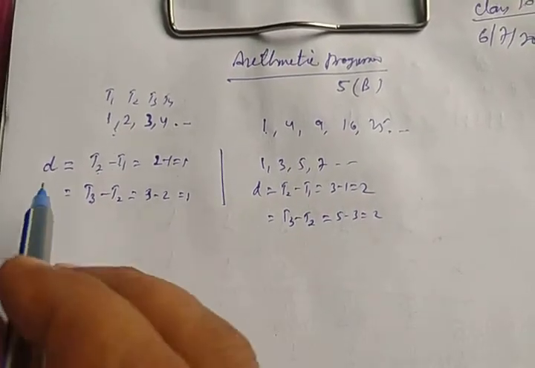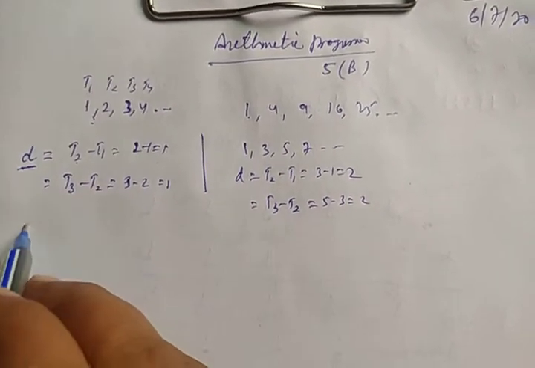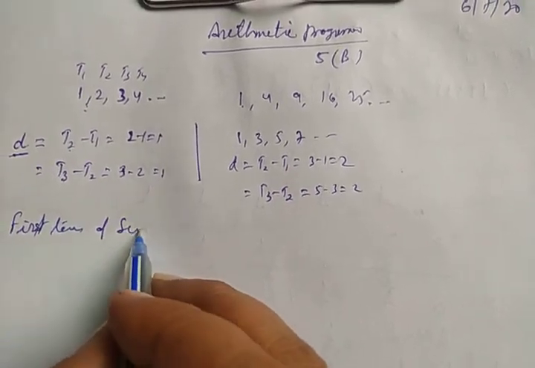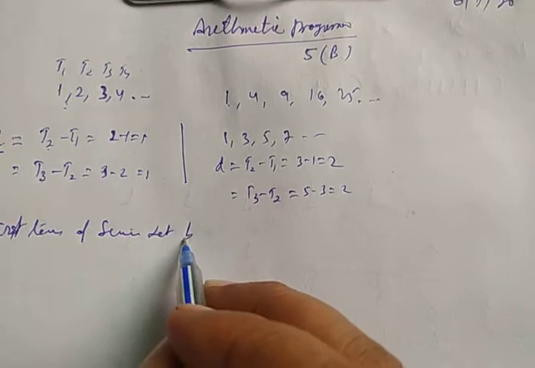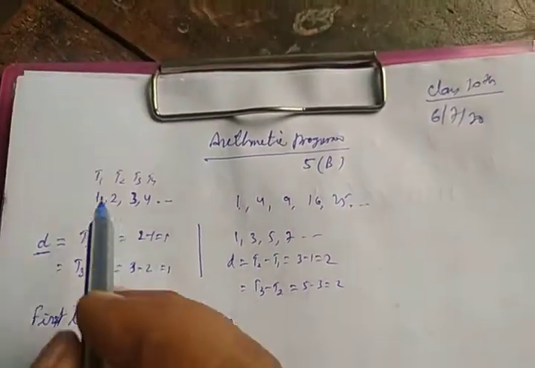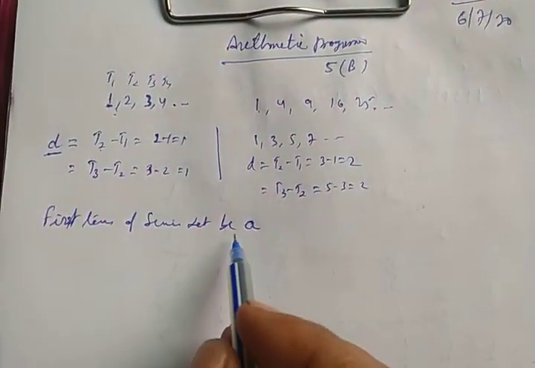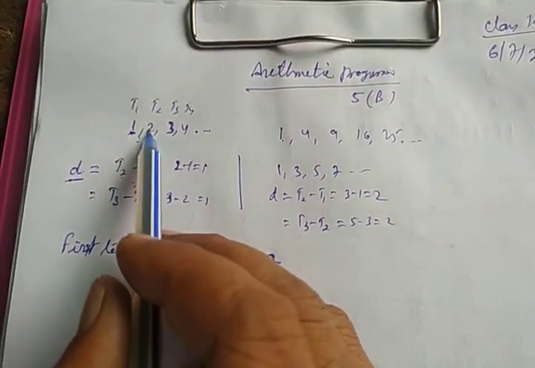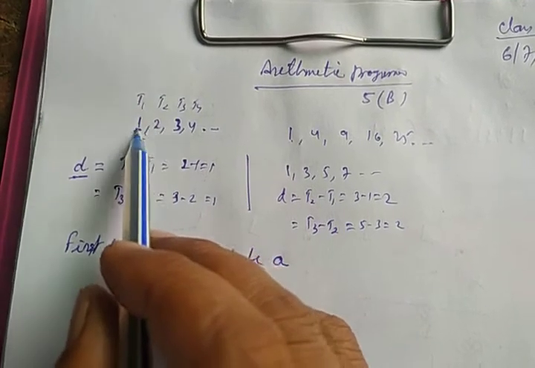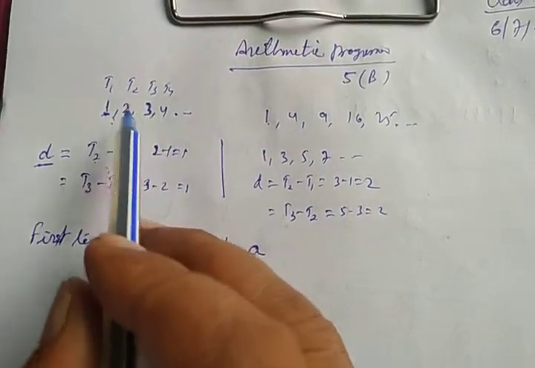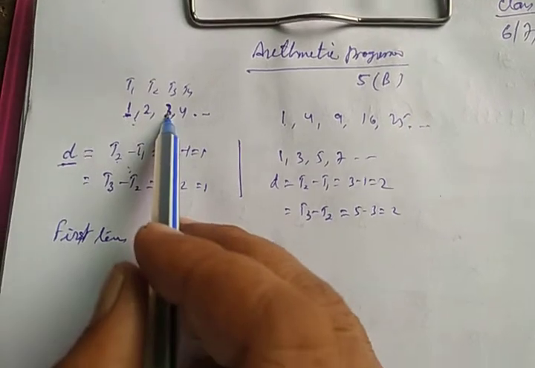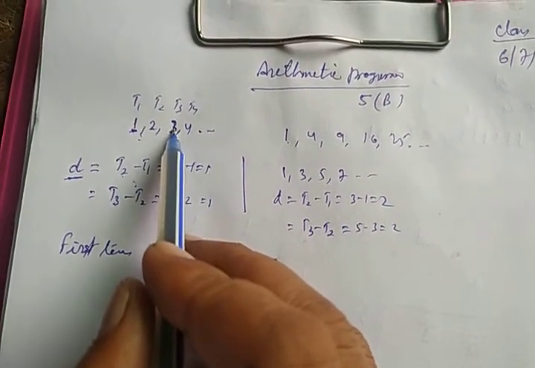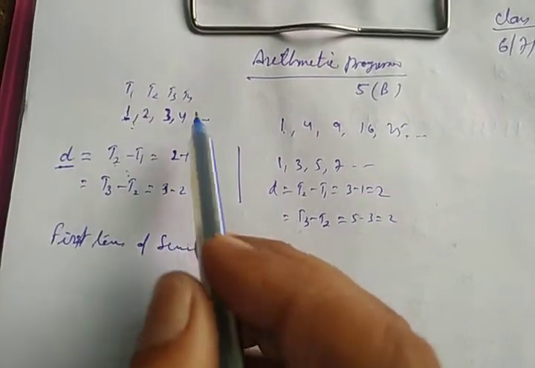Now this difference is denoted by D, and let the first term of the series be A, means the first term is denoted by letter A. Then you should observe this term is obtained by adding 1 to this term, means the common difference. This term is obtained by adding 1 to this term. It means any term of the sequence is obtained by adding the common difference to the previous term.